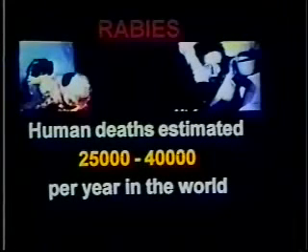Around the world, the dog is the primary reservoir of rabies, not so in the United States, but around the world it is estimated by the World Health Organization that there may be as many as 40,000 or more human cases that occur as a result primarily of dog bites. Again, this is not so in the United States.